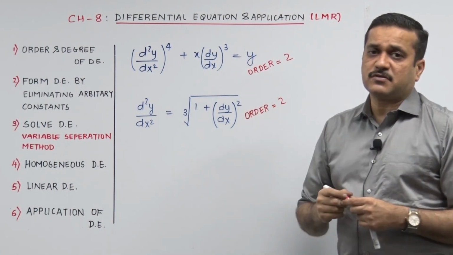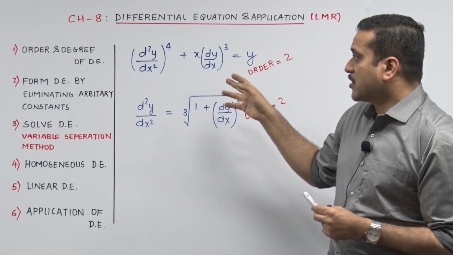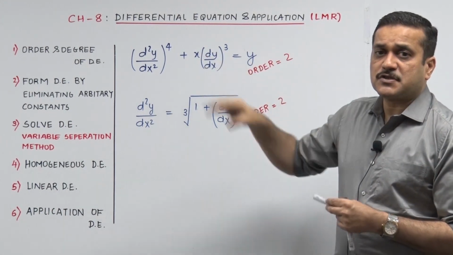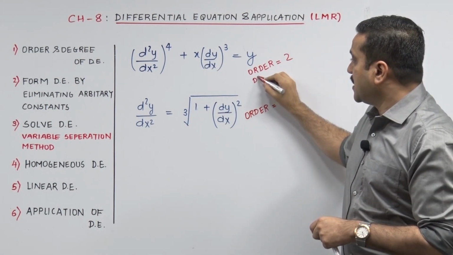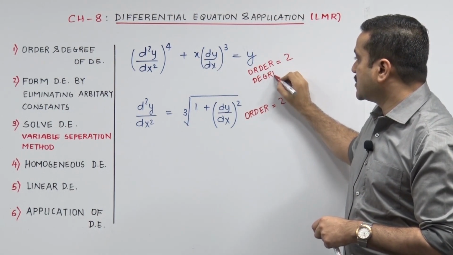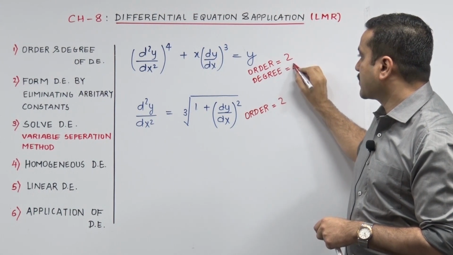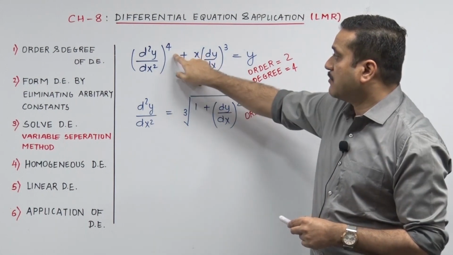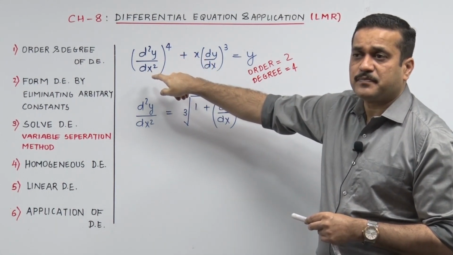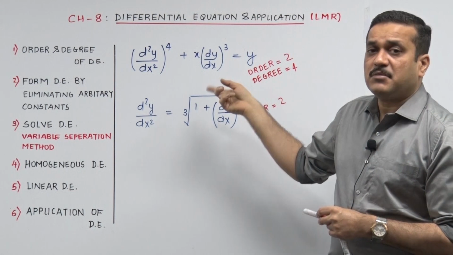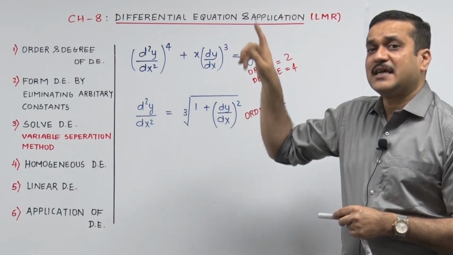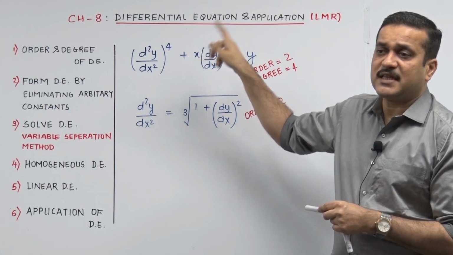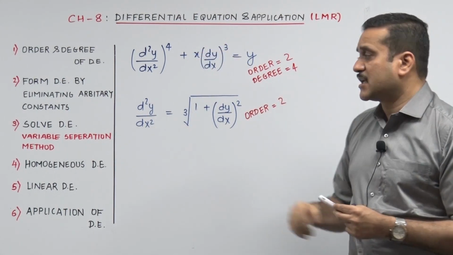If I see the first one, the highest order derivative was the second order derivative, and its power was 4. So we say the degree of that differential equation is 4. It is of degree 4. Can I repeat the definition? The power of the highest order derivative. Both have powers, but we need to talk about the power of the highest order derivative. The power of the highest order derivative was 4, and that becomes the degree of the differential equation.